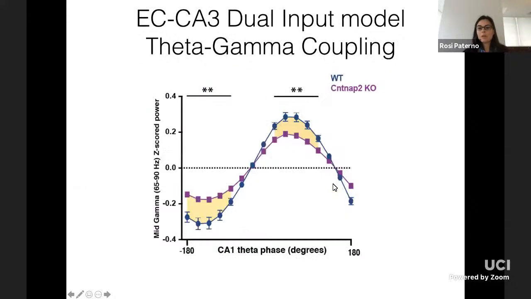To confirm our finding, this is a cycle by cycle analysis with statistics confirming that in the mid gamma range, between 60 and 90 hertz, in the theta cycle, which goes from minus pi to plus pi, we have a decreased mid gamma power at the peak of the theta cycle. Therefore, the modulation is reduced. All those findings were located at the pyramidal cell layer.